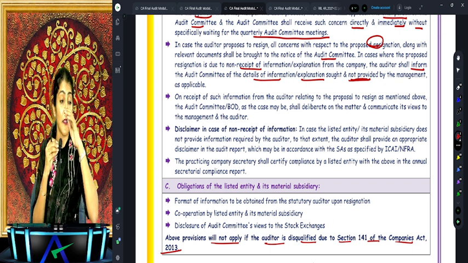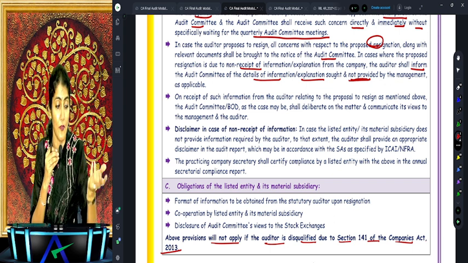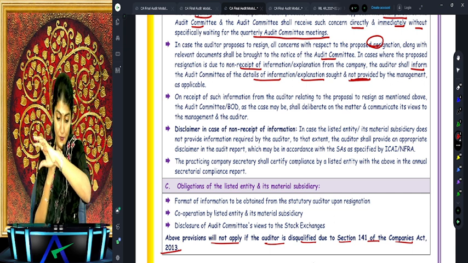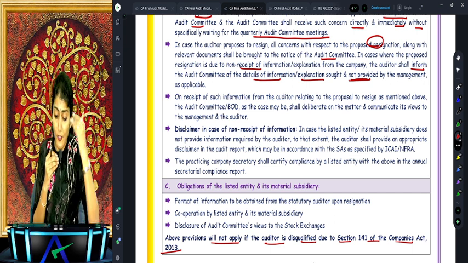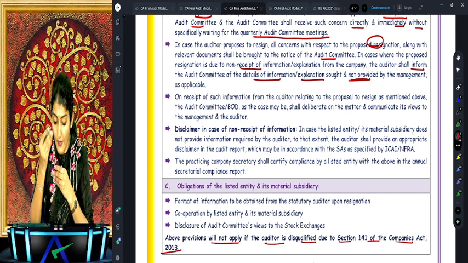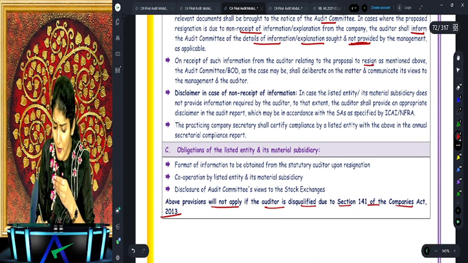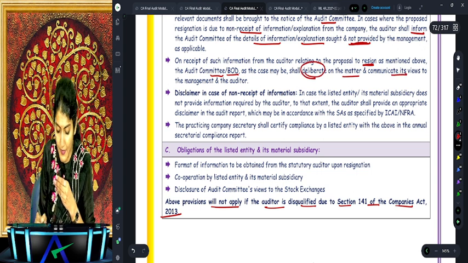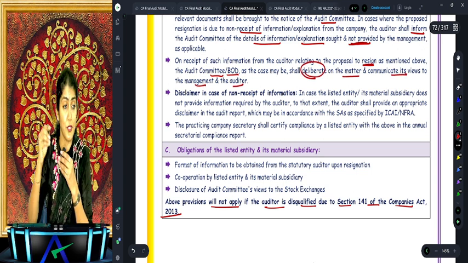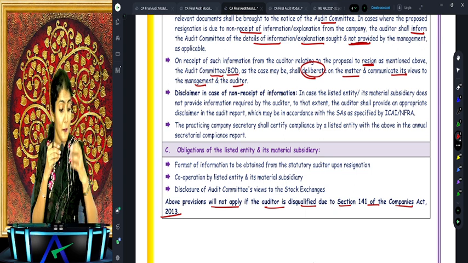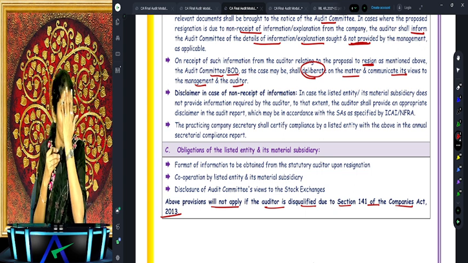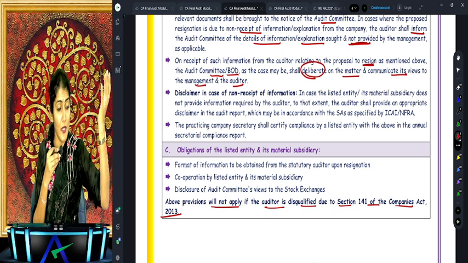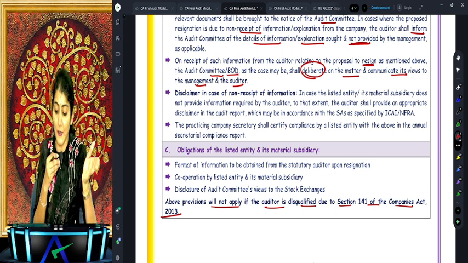So he's saying, I'm resigning because I did not get the information. So what he has to inform the audit committee is what information he has not received. Are you getting that? Then, on receipt of such information from the auditor relating to the proposal to resign, the audit committee and board of directors shall deliberate on the matter and communicate its view to the management and the auditor.